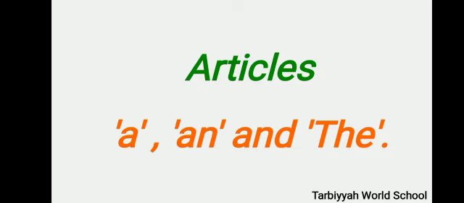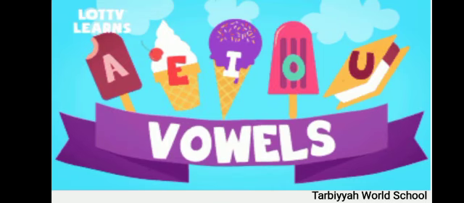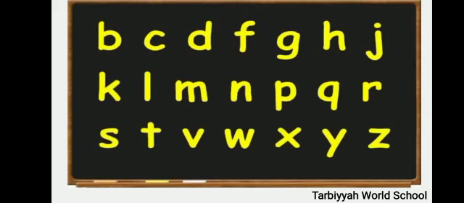So my dear students, today we will learn a new topic about articles: a, an and the. We know that there are 26 letters in the English alphabet. From that, 5 are vowels. What are they? A, E, I, O, U. These are vowels. And the other letters are consonants.